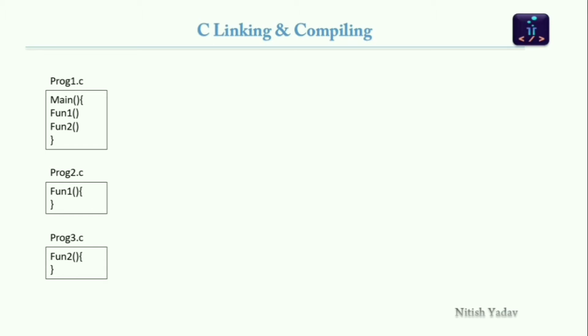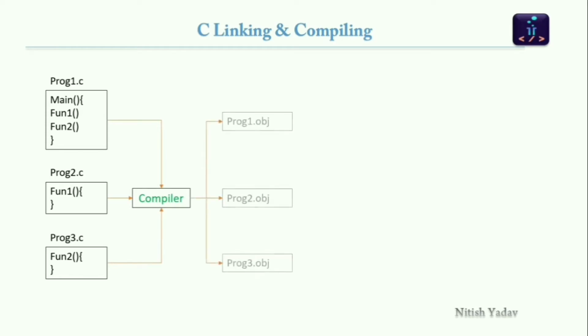There is a file, program1.c. In that there is a main file which consists of two functions, function 1 and function 2. Here program1.c contains function 1 and program3.c contains function 2. Now these three files get compiled with the help of a compiler, and this compiler will generate the .obj files. So you can say program1.obj, program2.obj and program3.obj.